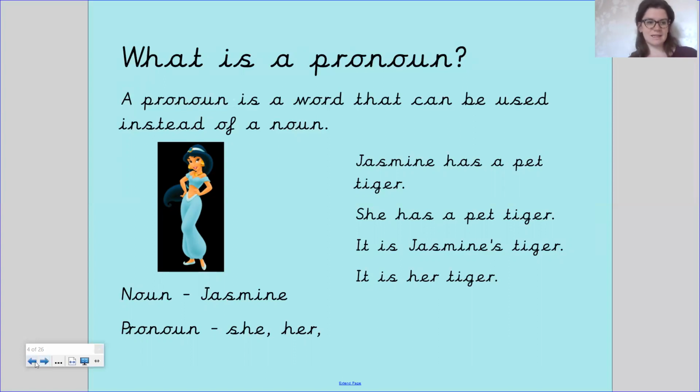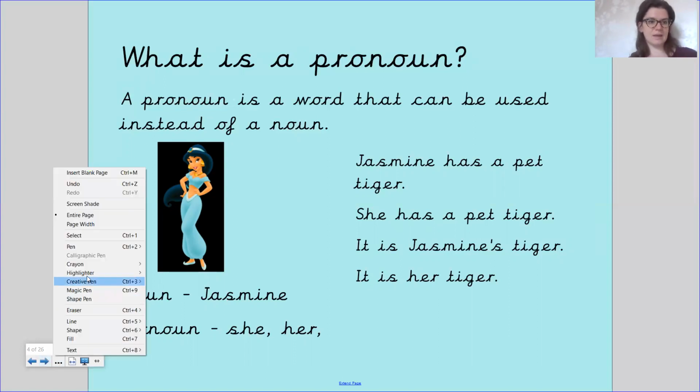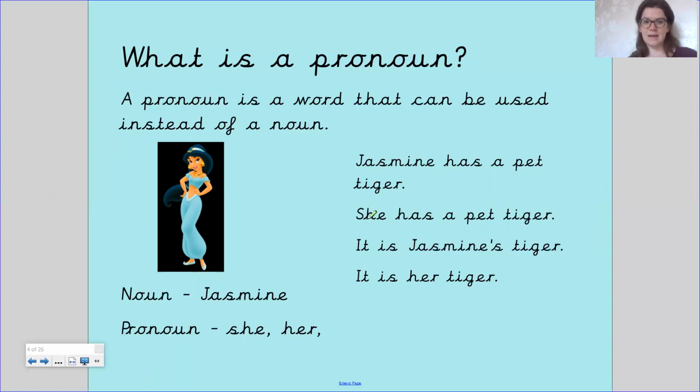So have a look at these sentences. You can use nouns. Jasmine has a pet tiger, but you can replace the noun with pronouns. She has a pet tiger. It is Jasmine's tiger, or it is her tiger. Okay, so pronouns can replace nouns.